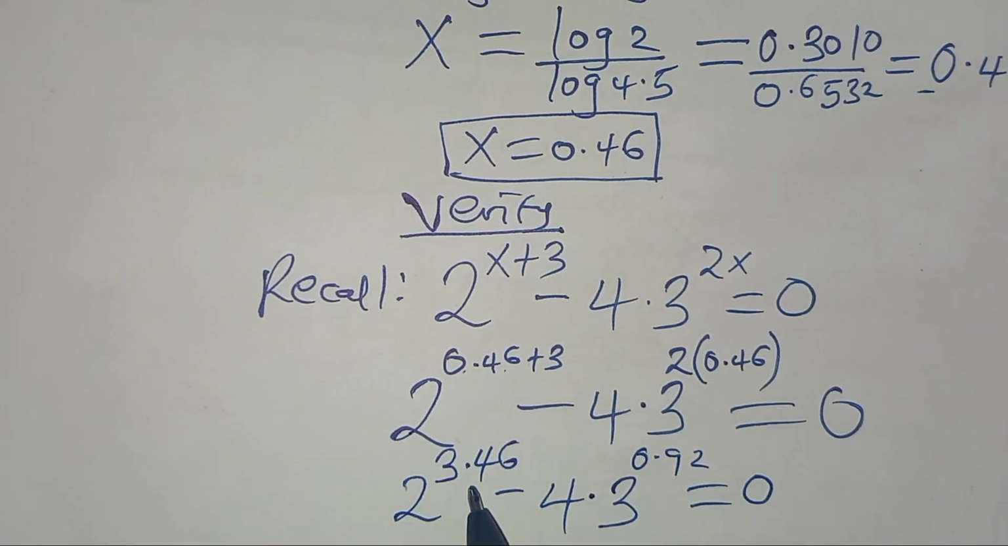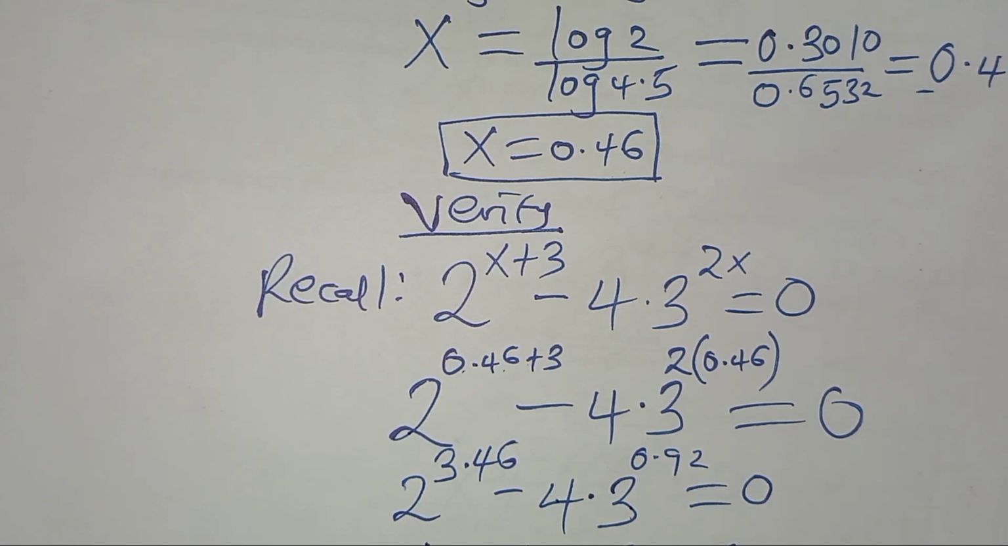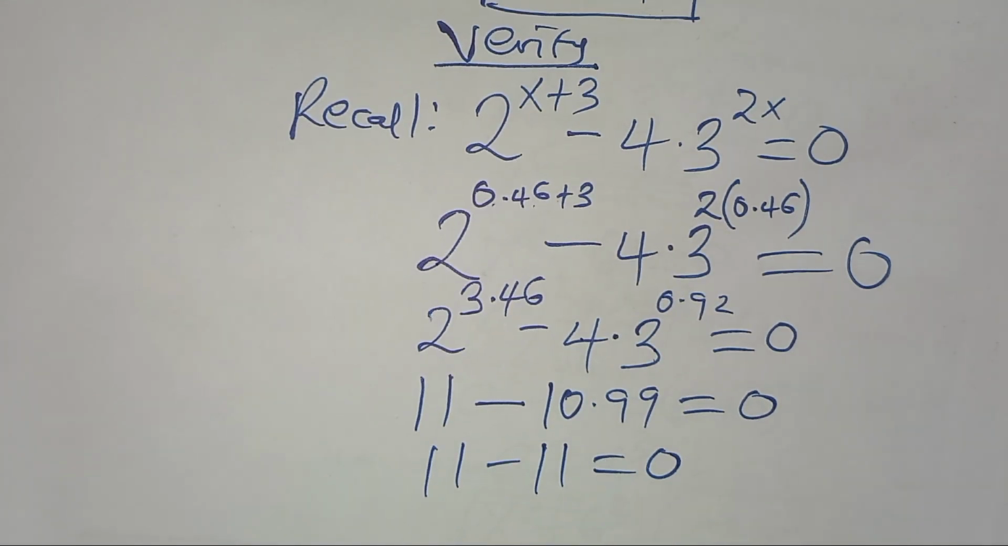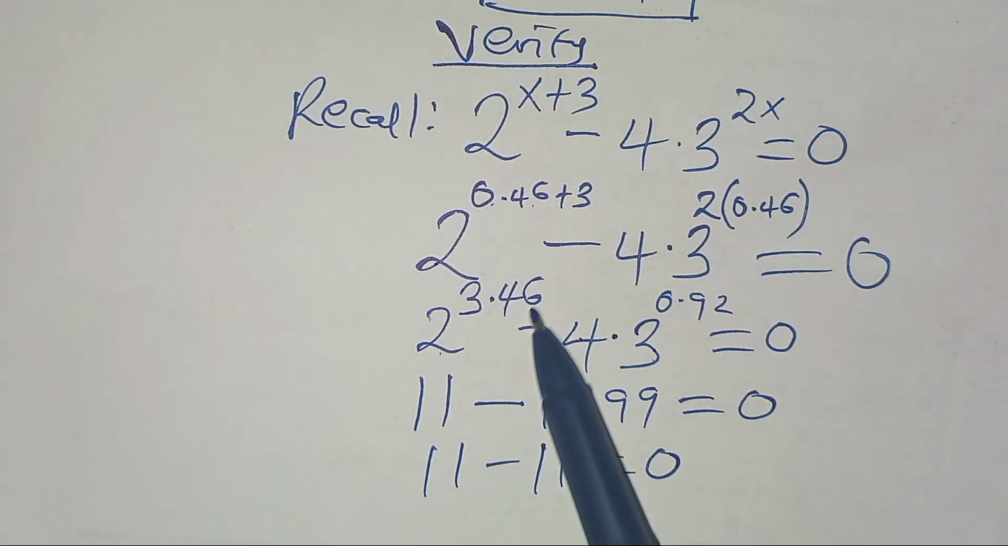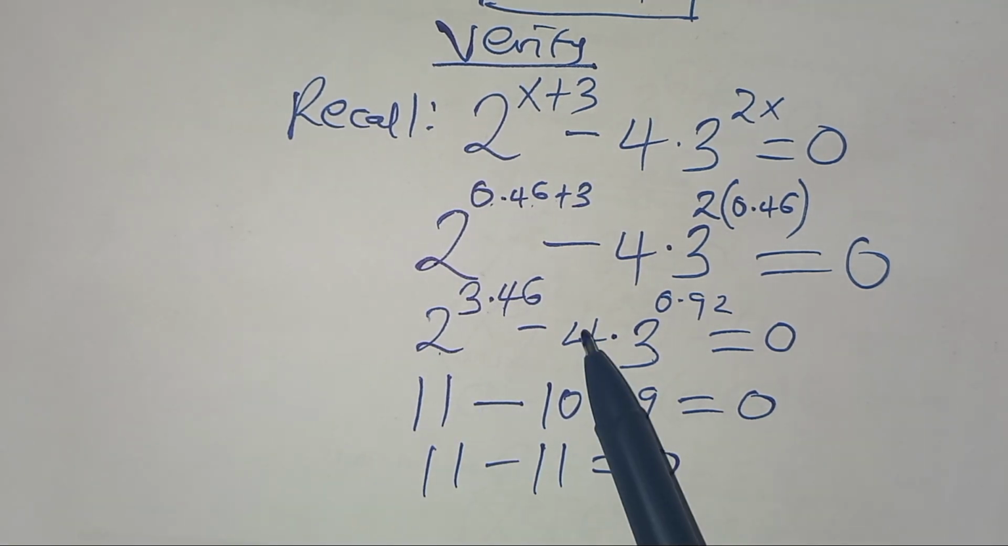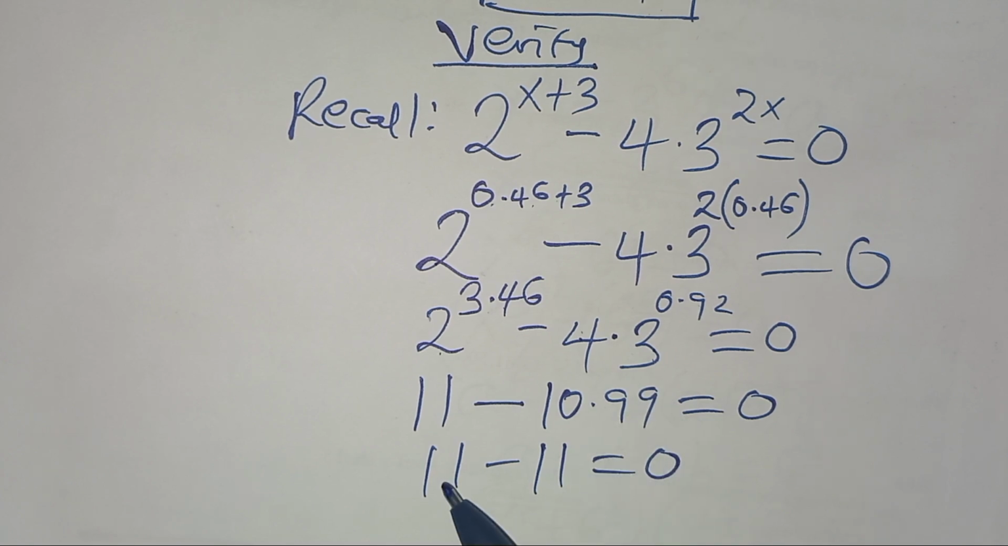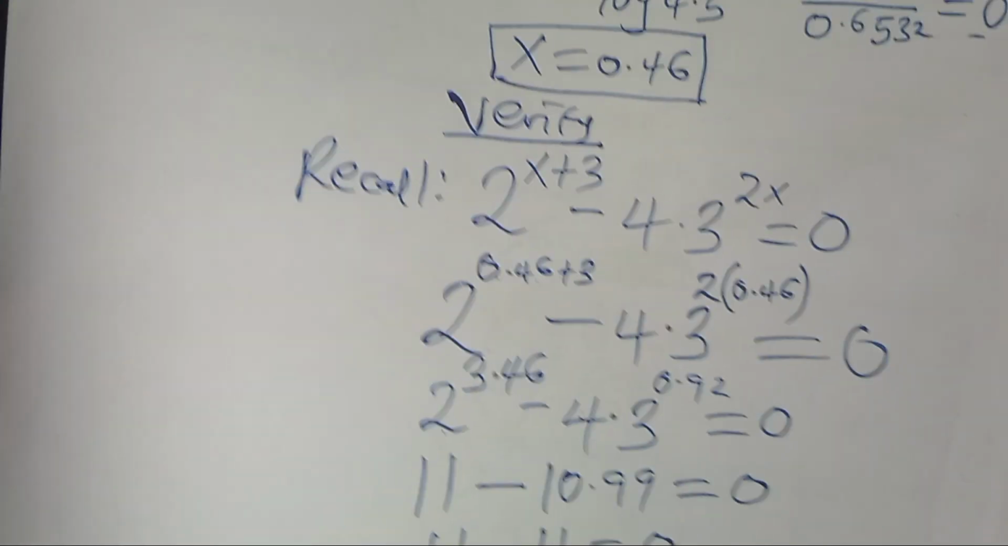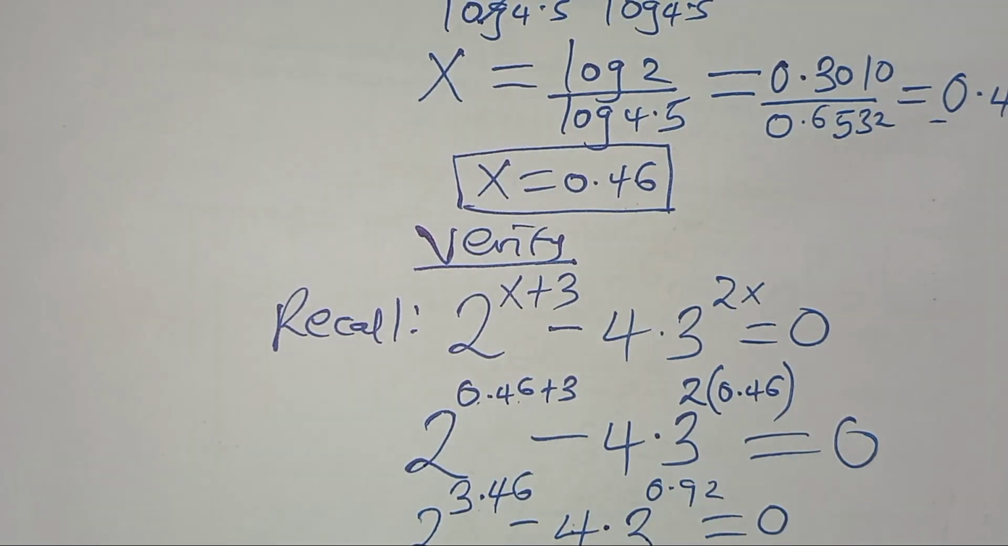Now 2 to the power 3.46 is essentially equal to 11, subtract 4 times 3 to the power 0.92, which is actually 10.99. If you round off, this is 11. So this is 11 minus 11, which is equal to 0. So that means that x, which is equal to 0.46, actually satisfies the equation.